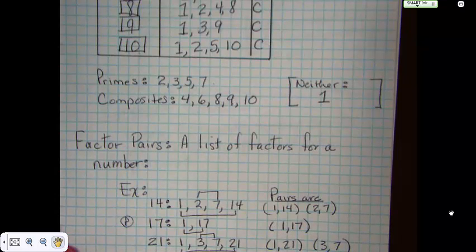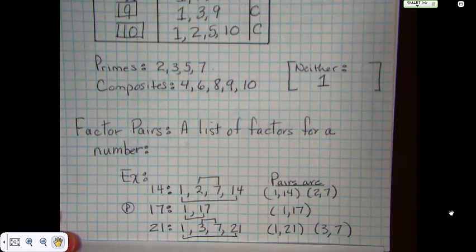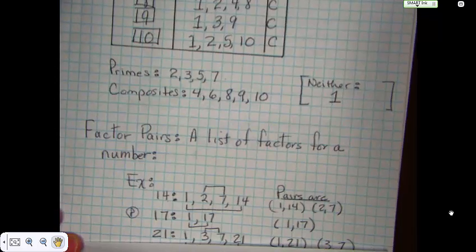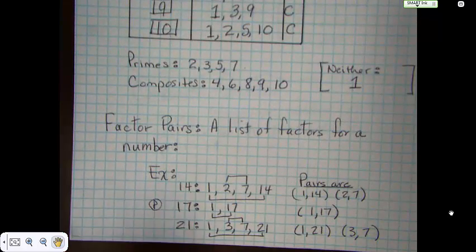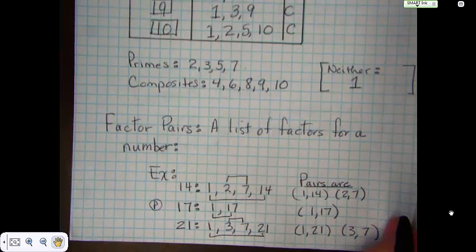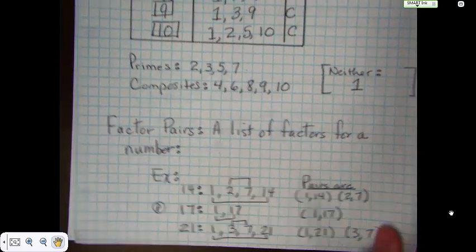21, however, has more. 21 has 1 times 21, which is the one you would expect, and then it also has 3 times 7. So if you look over here, you have 1 times 21 and 3 times 7 as your two factor pairs for 21. Factor pairs aren't that difficult to deal with. We've been doing them a little bit when we've been working on factoring, so it shouldn't be all that hard for us to do.